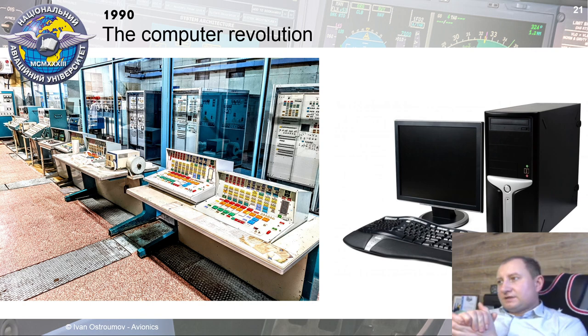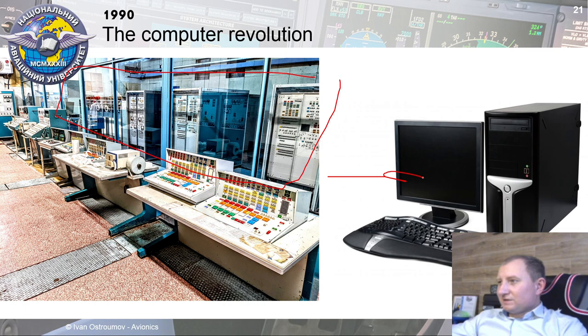Then we have 1990, the computer revolution. Before 1990, we had computers like big boxes, big screens with multiple switches. After 1990, we have the small PC, the personal computer. And now we have mobile phones, which are much more powerful than the first personal computers. And this is the development of electronics.